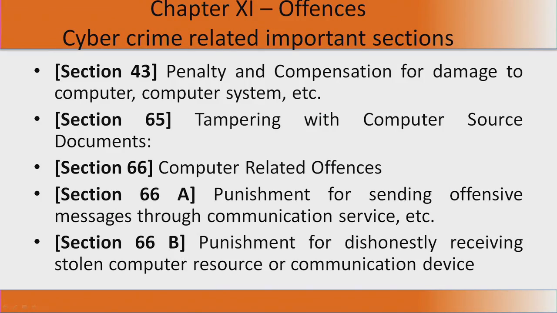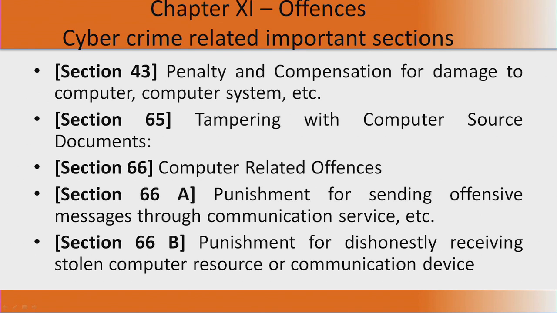Now, some of the important sections are section 43, which specifies penalty and compensation for damage to computer, computer system, etc. So, when we talk about information security throughout this program, we say confidentiality of information, integrity, availability of information, there is a threat of disclosure, alteration, destruction. Now, 43 specifies penalty for damage to computer or computer system. Damage can be both physical and logical. 65 is tampering with computer source documents, integrity is affected.